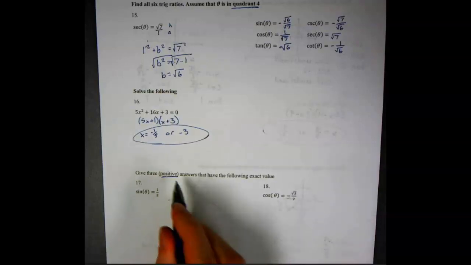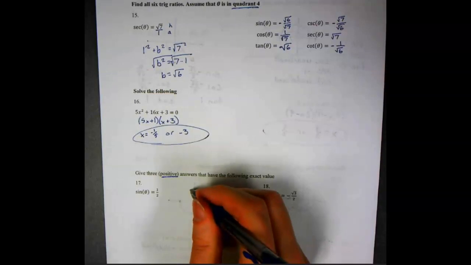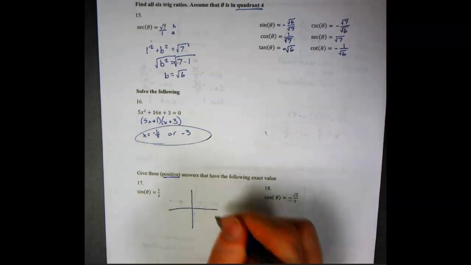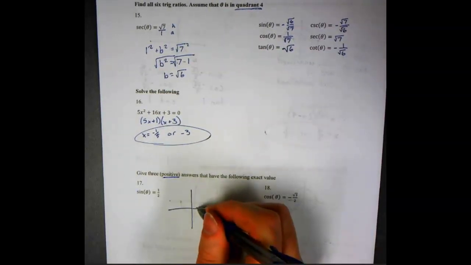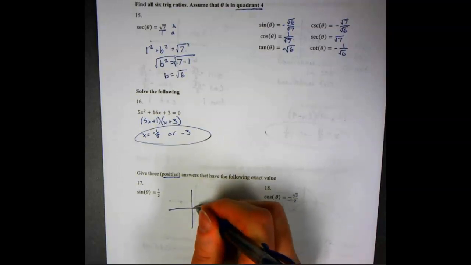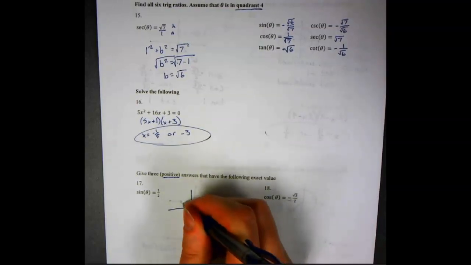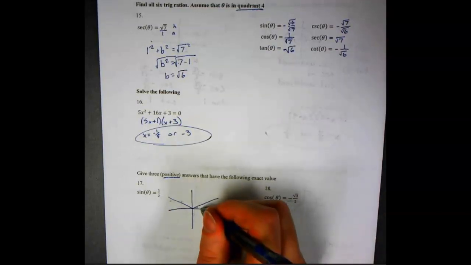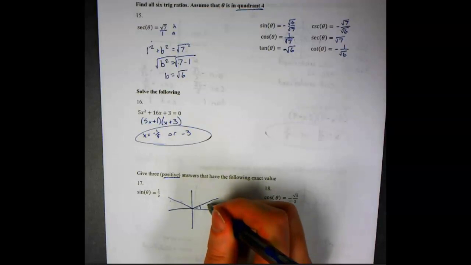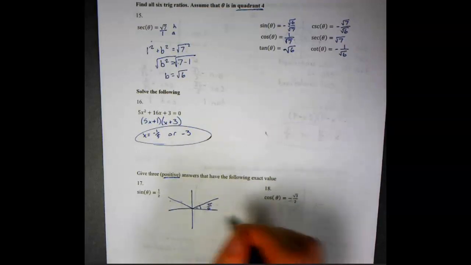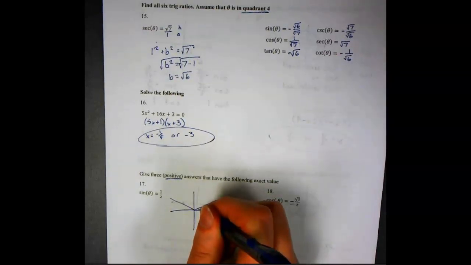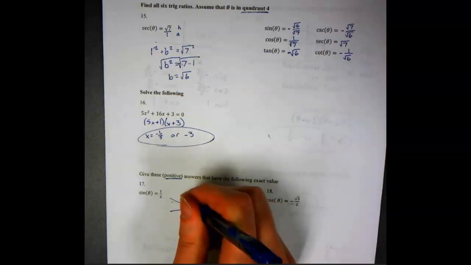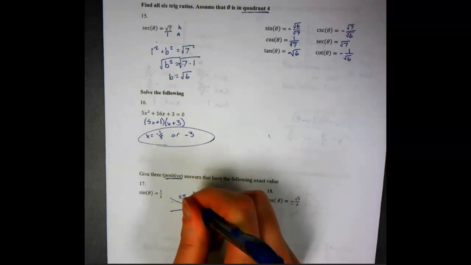For problems 17 and 18, you're supposed to give 3 positive answers. So make sure that they're all positive. So if we have sine of an angle, and it's going to equal 1/2, then it has to be in either quadrant 1 or quadrant 2 because it's positive. So the first time would be at pi over 6. The second time would be at 5 pi over 6.